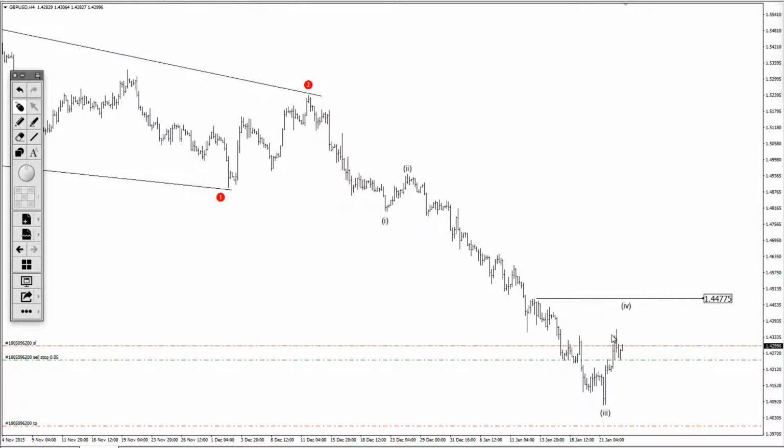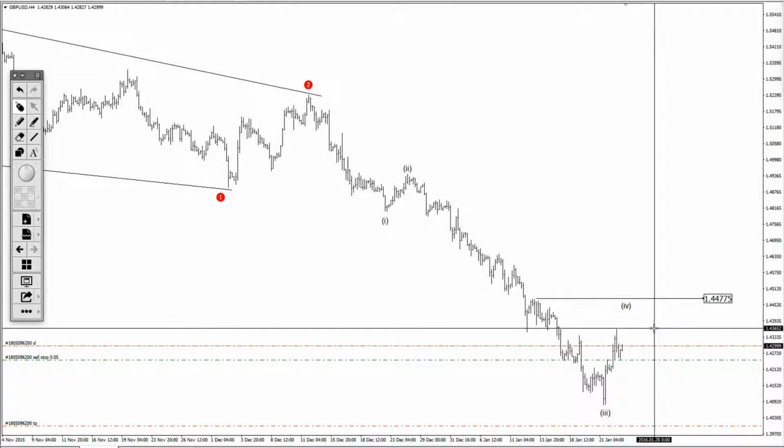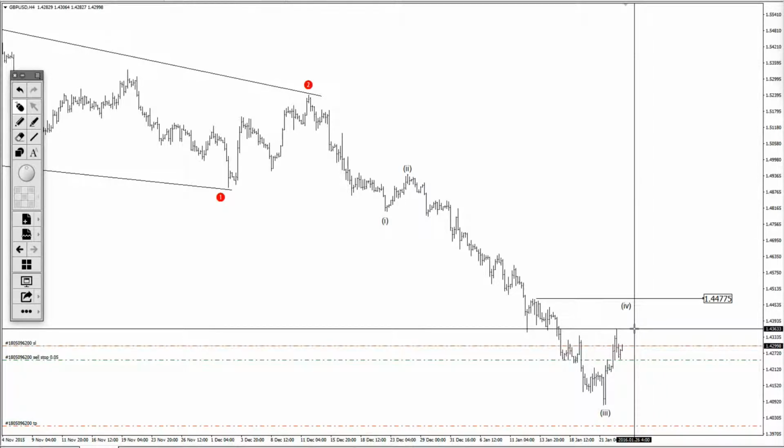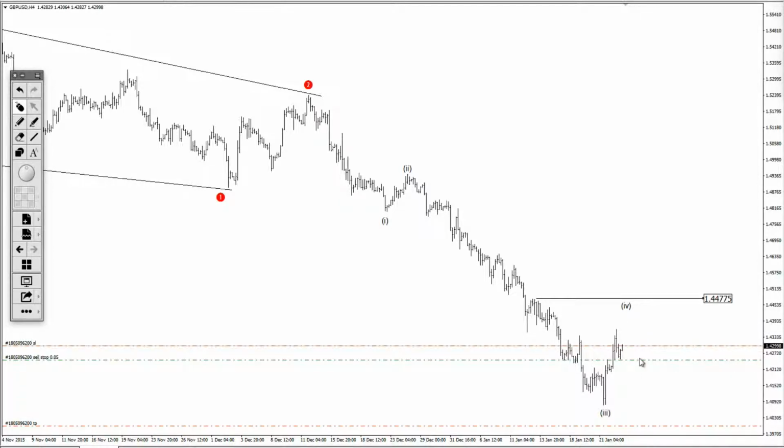We have a three-wave move to the upside, and we have touched a lower part of the previous correction. We can see that the resistance level around 143.6 has been touched and has stopped this upwards move. So perhaps the correction is already over and we can expect a move towards new lows, new midterm lows.